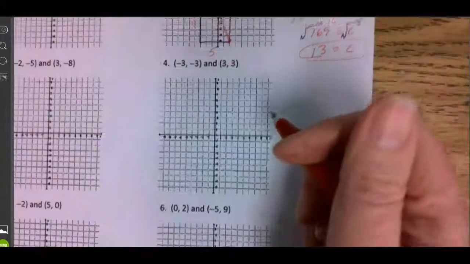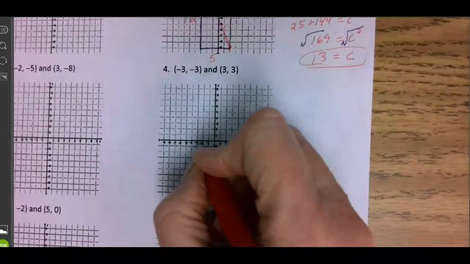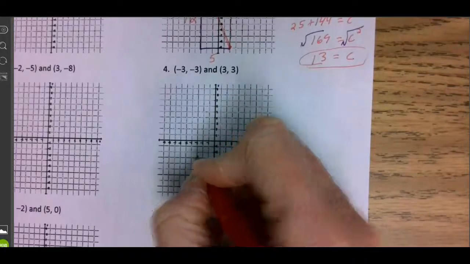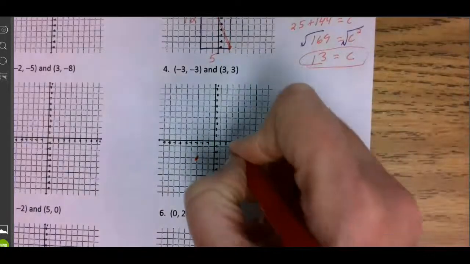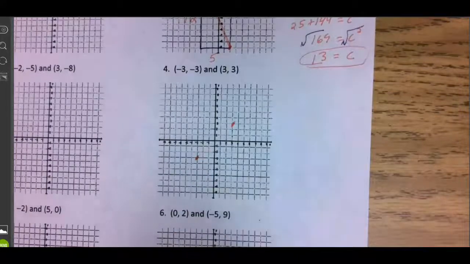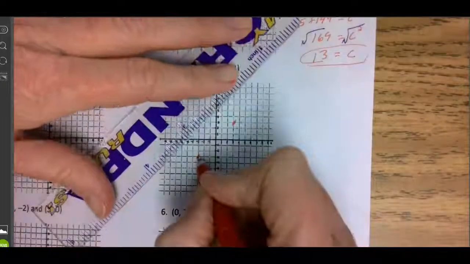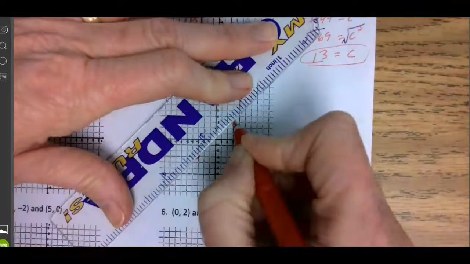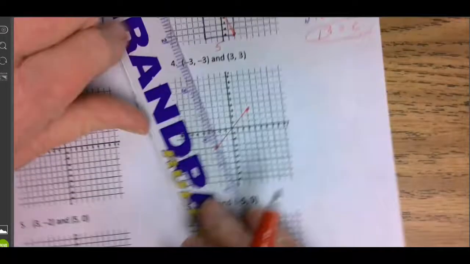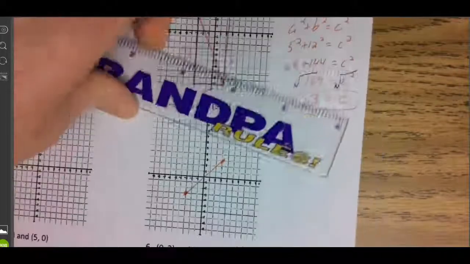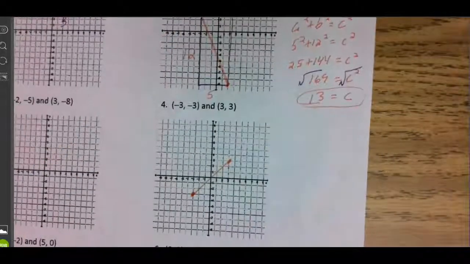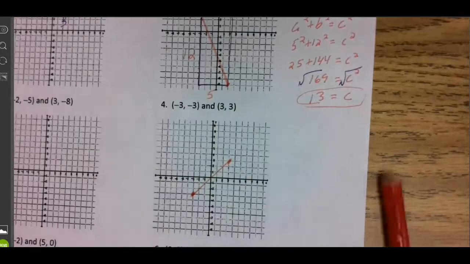Okay, so let's plot our points. (-3, -3) and (3, 3). We want this distance right here. You might not all have a cool ruler like I do, my grandpa rules. But you can just use a straight edge. Obviously, I got that one free.